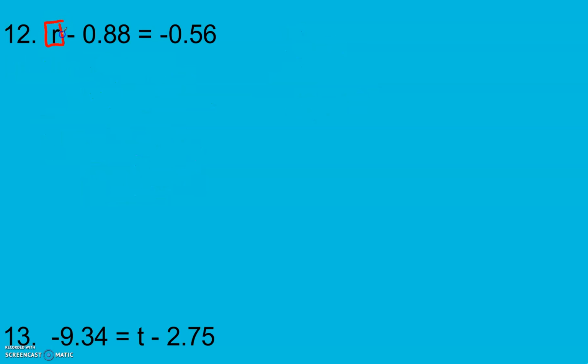In 12, it's subtracting, so I get rid of subtracting by adding. Whatever I do to one side, I do to both. I didn't change my r. The number and its opposite add to 0. These are still equal since I did the same on both sides.